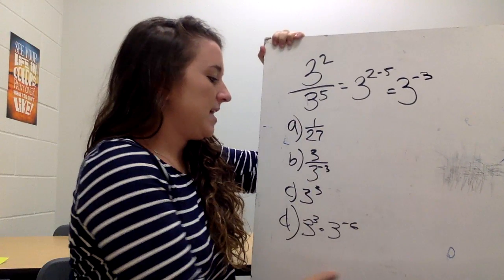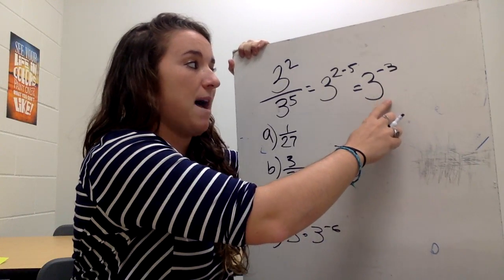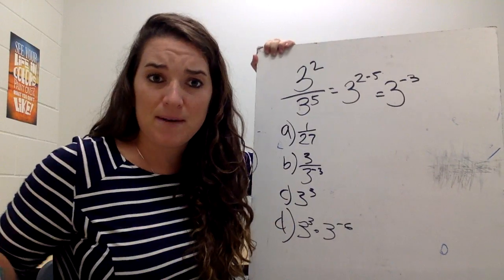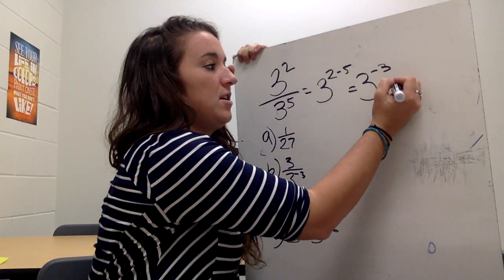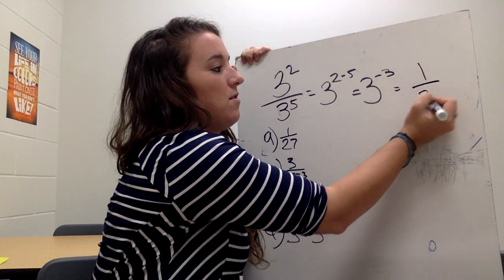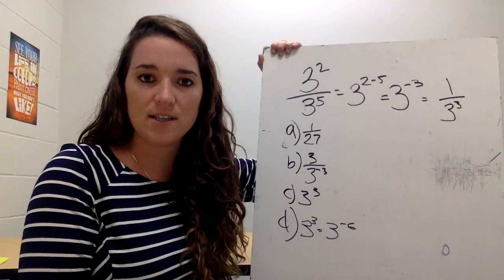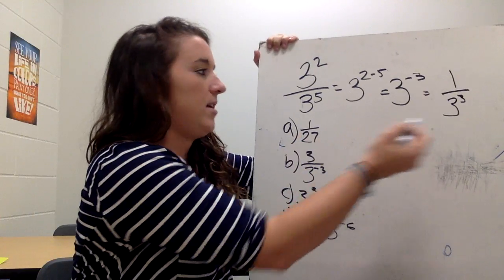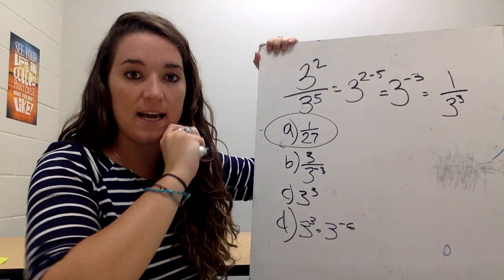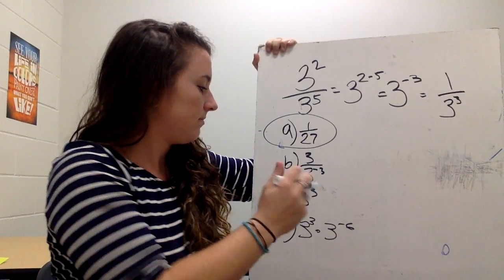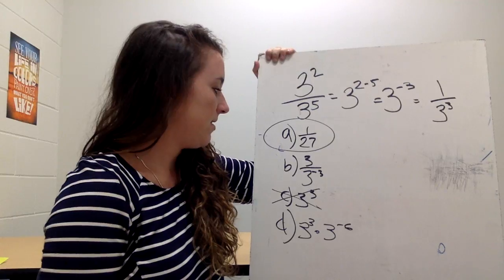Now I'm going to go through these and say, okay, which is equivalent to 3 to the negative third power? A negative exponent means what? Yeah, it means division, or we write it as a fraction. So this is the same as 1 over 3 cubed. So now, which of my answer choices are the same as this? 3 cubed equals 27, so 1 over 3 cubed is the same as 1 over 27. 3 to the negative third power is not the same as 3 to the third power.